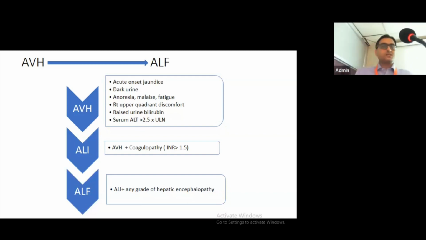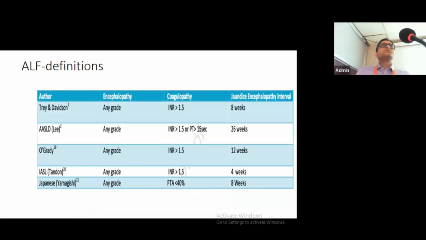So this spectrum has to be kept in your mind, that you do not just diagnose and treat a patient of acute viral hepatitis with coagulopathy. He or she will progress to acute liver injury, and from acute liver injury, we never know, he or she may progress to acute liver failure. So this is the flowchart which you must keep in your mind, whether your patient has acute viral hepatitis, acute liver injury, or acute liver failure.